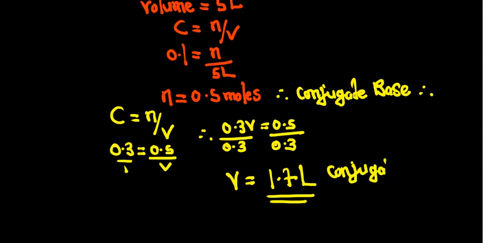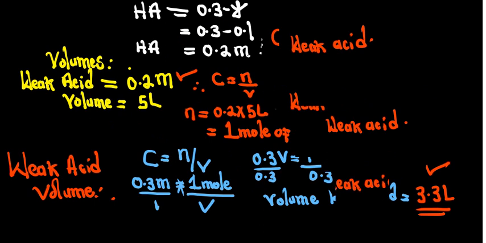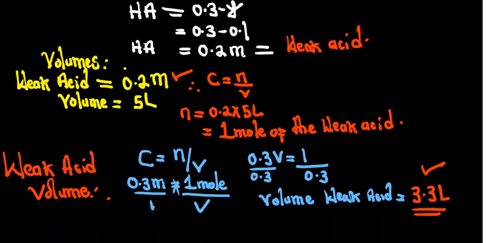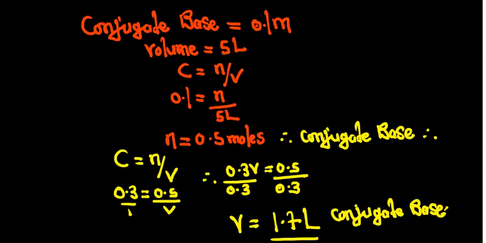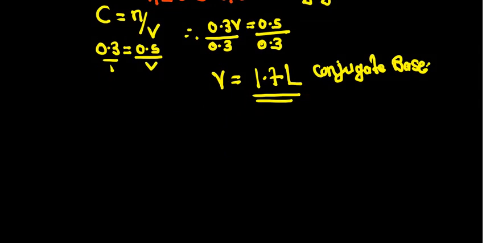So look at the beauty about this question. What was the volume that we got for the weak acid? Let me take you back. We got a volume of 3.3 liters. How about the volume of the conjugate base? We got the volume of the conjugate base as 1.7. So now remember that formula that we had. We're just playing with the weak acid plus the conjugate base while we're given 0.3.